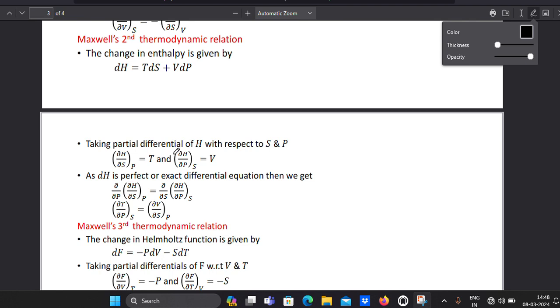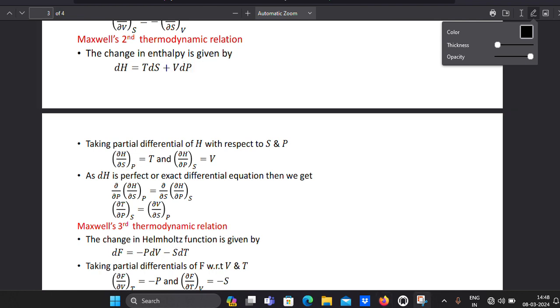Right, see here. When P is constant, then dP, the differential of P, becomes 0, so this term disappears. Then dH equals TdS. Bring dS to this side: dou H by dou S equals T, at constant P only. So dou H by dou S is equal to T at constant P.